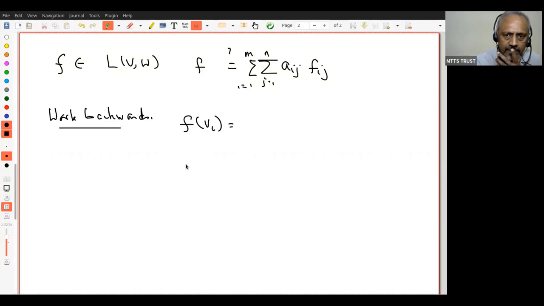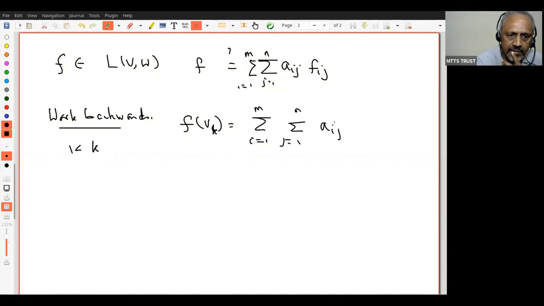What will be f at Vi? That is going to be the sum over i equal to 1 to m and j equal to 1 to n of a. Since I used ij here, it may be better to use vk, 1 less than or equal to k less than or equal to m. Let me find out fij at vk. You understand this?